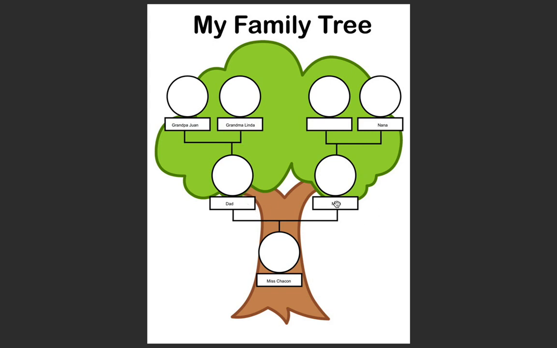So here's my dad, here's my mom, and now let's look at this branch. So I'm up here, I go to this branch, here's my dad, and then we go up to the branches over here. Now we look at my grandpa Juan and my grandma Linda. They are my dad's parents. So when you get to the top right here, you're going to be putting the parents of whoever you put here. So the parents are of my dad. These are my grandpa Juan and my grandma Linda.